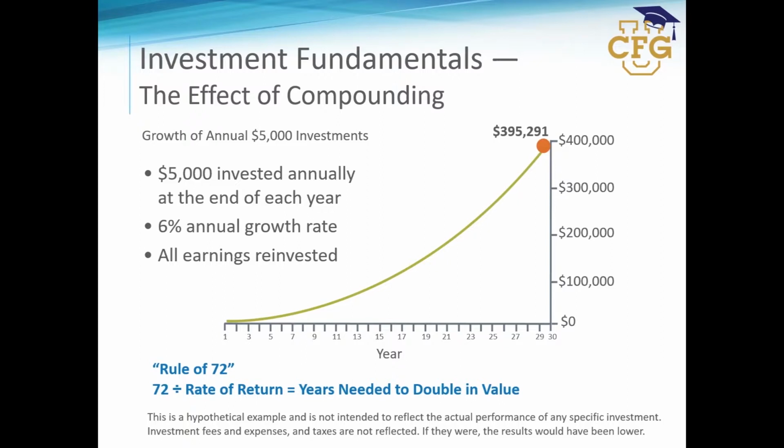You can also use the Rule of 72 to estimate the rate of interest you'll need to double your investment in a given number of years. So you just take 72 and divide it by the number of years. So for example, in order for an investment to double in value in 4 years, you would need an annual return of 18%.